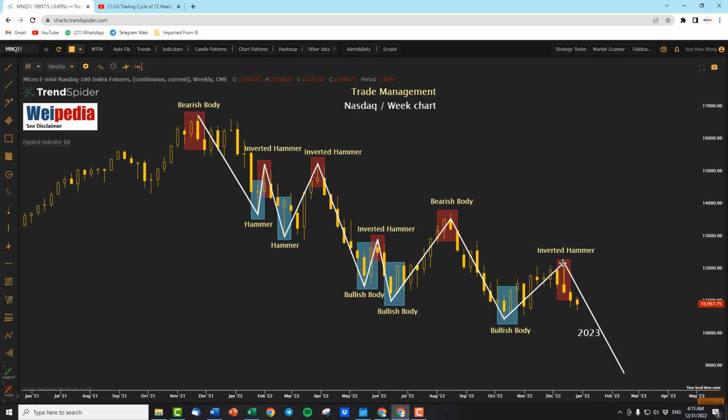Now, every turning point that we could see here, we could see that there was a bearish body, hammer, hammer, inverted hammer, bullish body, bullish engulfing body, bearish body, bullish body, and it shows me an inverted hammer. With that 12-week cycle that we discussed in the last tutorial, I think this move with this inverted hammer is going to bring us into 2023. The market is going to continue to be pretty much bearish. That's what I'm seeing here.